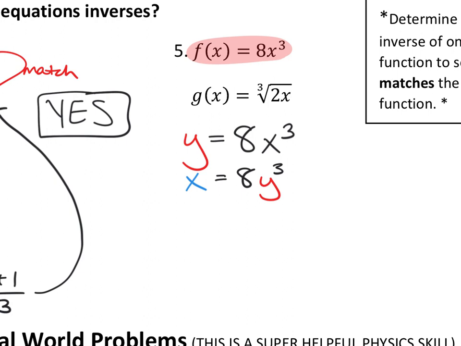So Lauren, if I want to get this by itself, because right now the y is cubed, which we will deal with later, how do I get rid of the 8? Very good. We divide both sides by 8. It'll get the 8 to go away, and we'll just have x divided by 8 on one side.